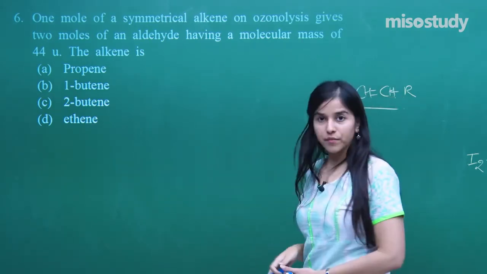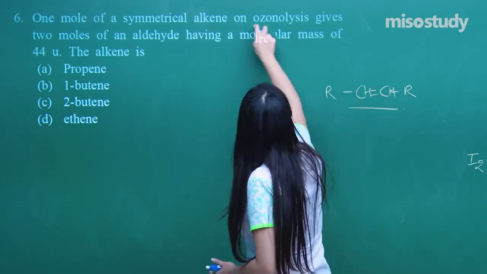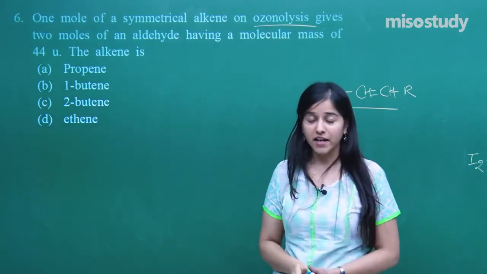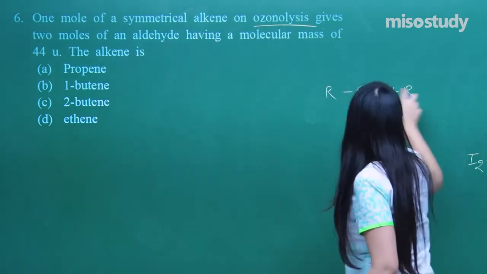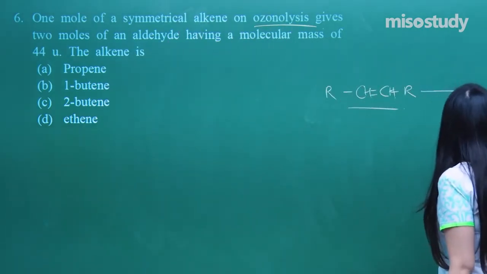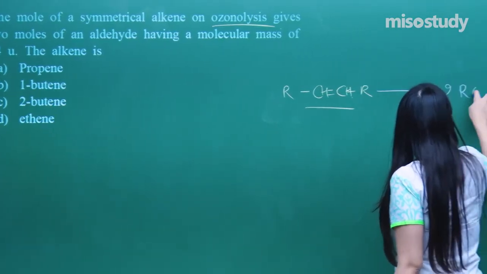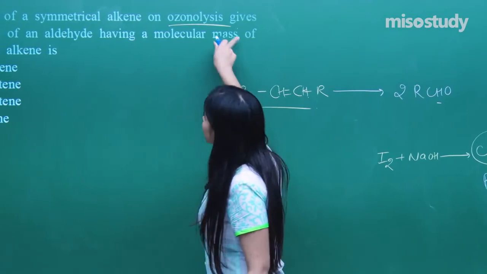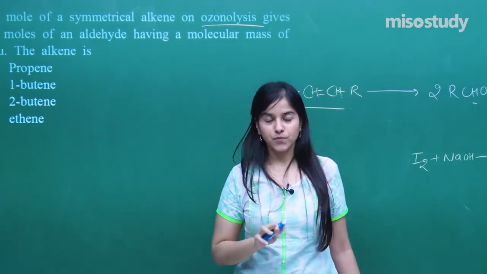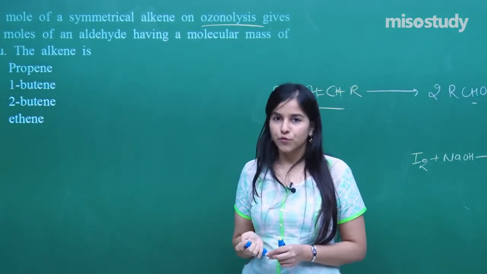That is what they are talking about. Alkene on ozonolysis. So that is the reaction that we need to perform. Give 2 moles of an aldehyde. So it will be giving twice of some RCHO, having molecular mass as 44U. So the molecular mass is 44U.